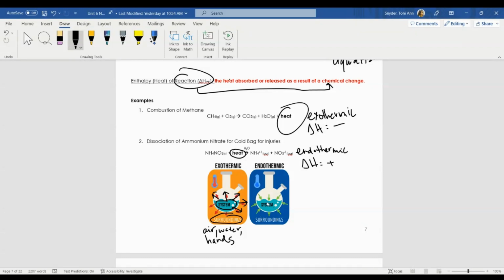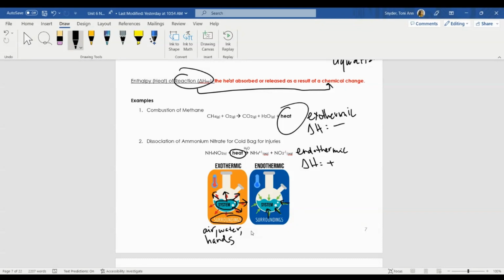So in this example, this system, in this case the ammonium nitrate, needs more heat in order for this process to occur. So where is it going to get that heat from? It's going to get the heat from the surroundings in this case. So this is why if you put your hand on here, your hand is going to feel cold, because that system is absorbing some of your body heat in order for the reaction to occur. If your hand wasn't there, it would absorb energy from the air that's surrounding it.